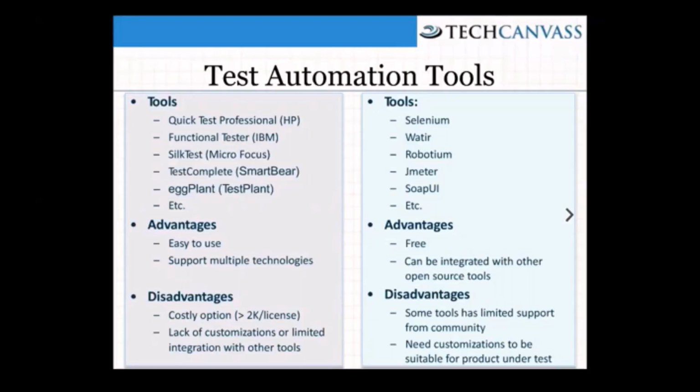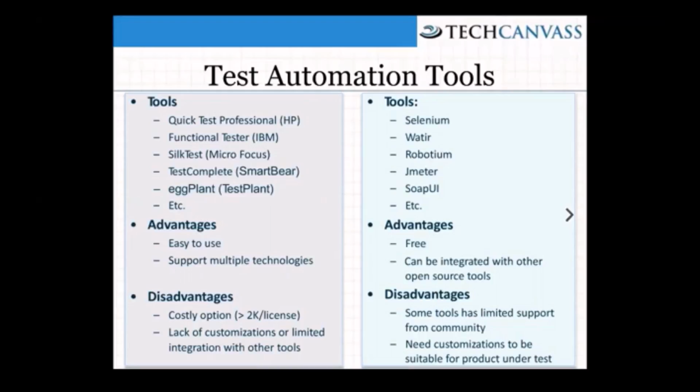So there are various tools. On the left hand side, you will see the tools that are licensed tools, and on the right hand side you will see the tools that are free or open source tools. This is pretty self-explanatory. QTP, IBM Functional Tester, TestComplete, ActiveState, SOAP UI Pro version may be the tools which are paid tools. QTP is now UFT, Unified Functional Tester, ALM, right? So these are paid tools.